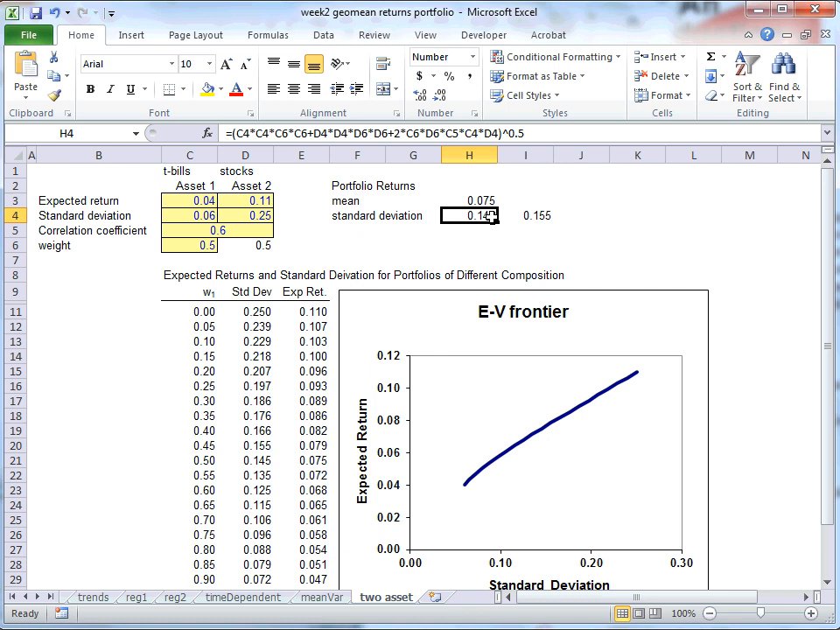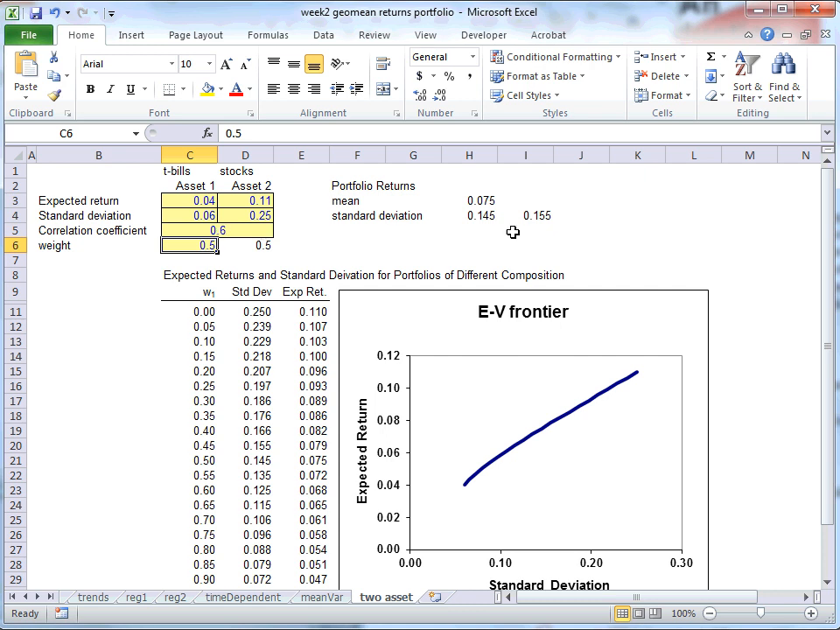Now note, this is less because this correlation is less than 1. If I make this 1, the standard deviation will go to 0.155. Exactly the same. If you look at the formula, as we get closer to 1, it gets closer just to adding them together.